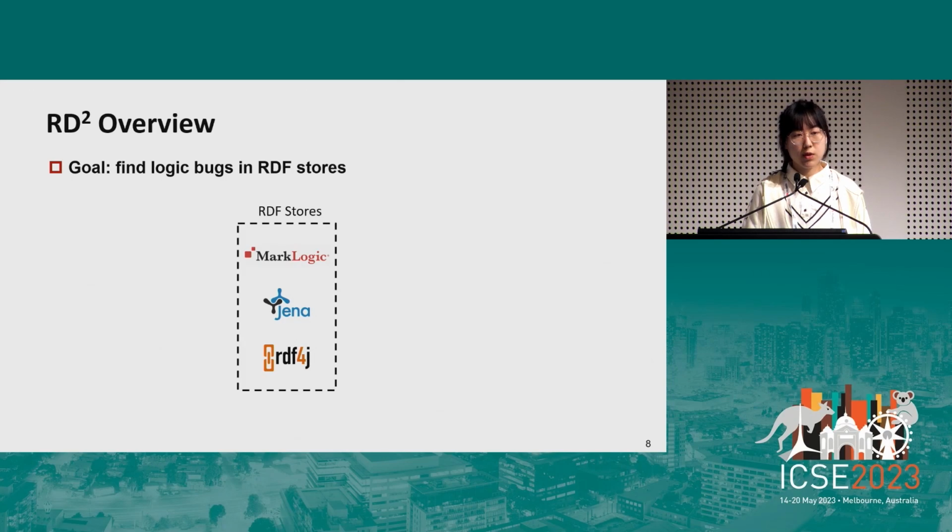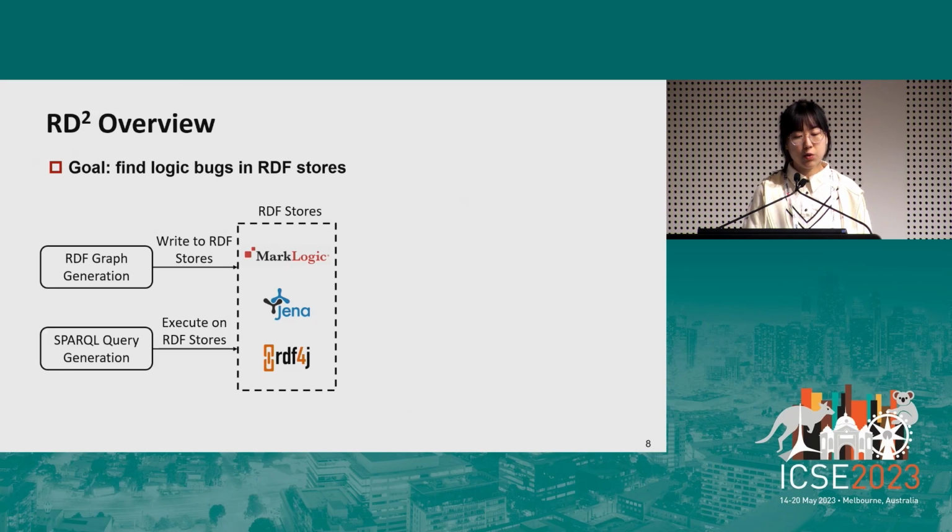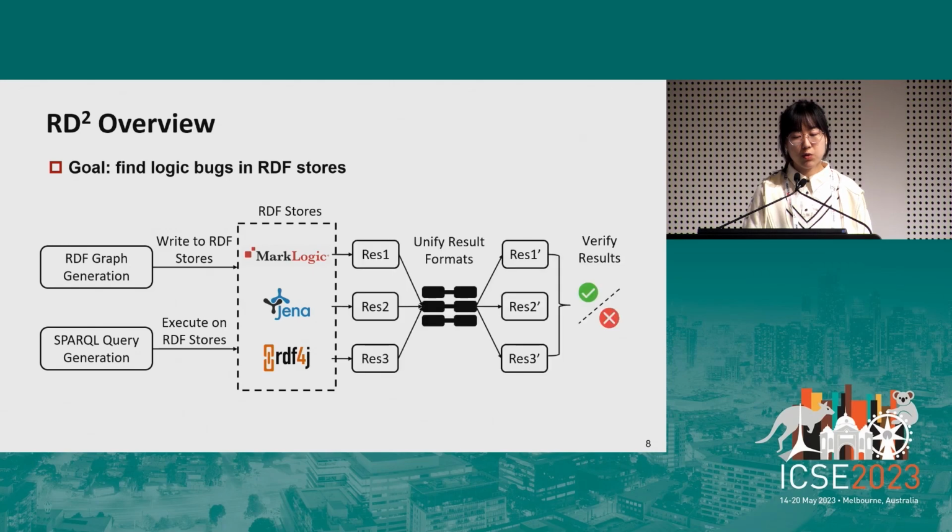We propose a randomized differential testing technique, RD-square, to find bugs in RDF stores. First, we generate an RDF graph and write it into multiple target RDF stores. Then we generate SPARQL queries. Finally, we run a SPARQL query on multiple target RDF stores, get the query results, and reveal discrepancies.